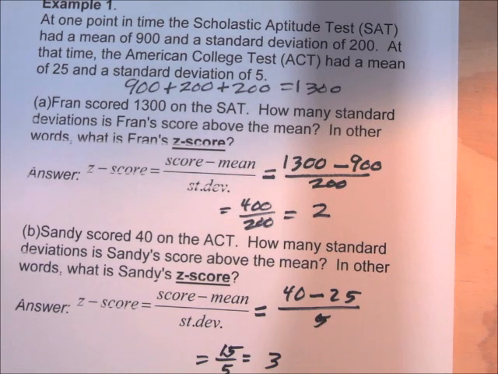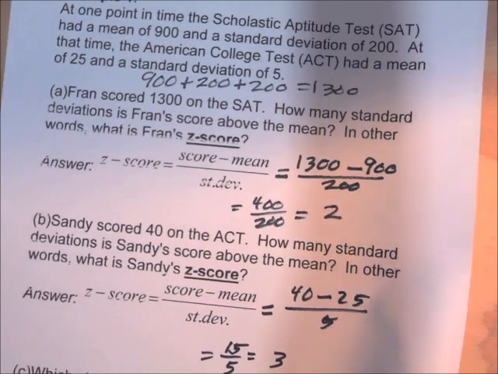Generally, z-scores of 2 or more are moderately unusual. That means both of these students did well on the test. Fran's score is moderately unusual, and Sandy's score is sort of a borderline outlier. Any z-scores above 3 or below -3 would be outliers. So that's another way of determining outliers.